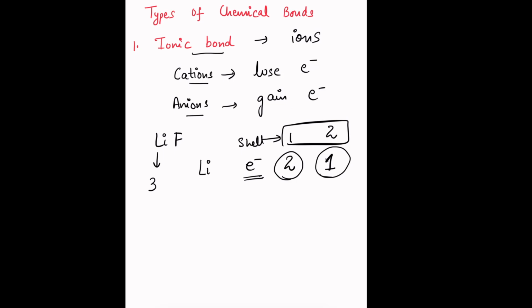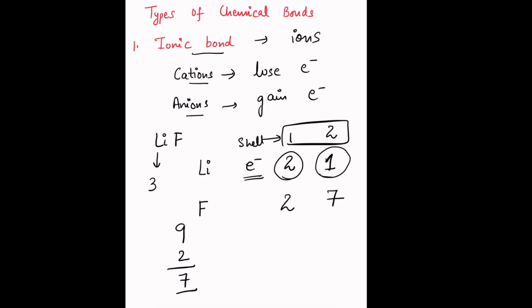Now let us include fluorine. The atomic number of fluorine is 9. The first shell can have only 2 electrons. So the remaining electrons, if you subtract 2 from 9, you have 7 left. The second shell has a capacity of 8. Because 7 is lower than 8, you can fill all the electrons there.